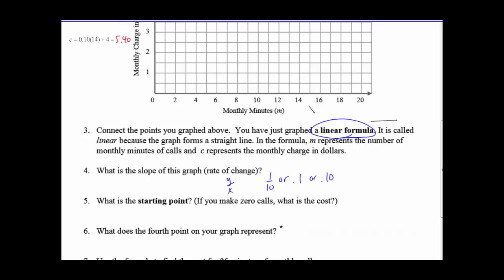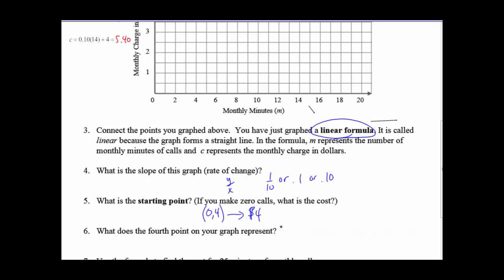What's the starting point? Meaning, if you make 0 calls, what is the cost? Well, for 0 calls, the point we got was 4, which means for 0 calls, we are still charged $4. That's that monthly fee.